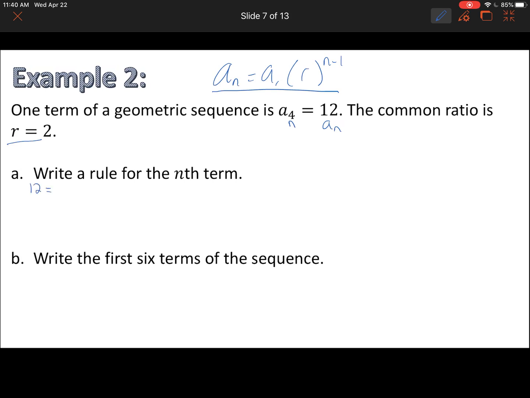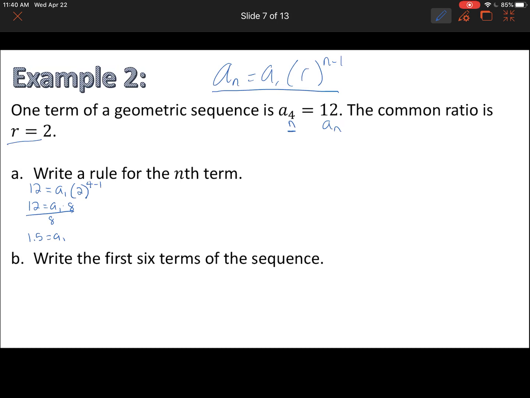I'm going to say that 12 is equal to a first term that I don't know times an r value of 2 that I do know, raised to the n minus 1, but I know that my n value is 4. So that's 4 minus 1. So now I'm going to solve for a sub 1. 12 equals a sub 1 times, this is 2 to the third, so that's 8. I'm going to divide both sides by 8. I'm going to get 1.5 is my a sub 1.